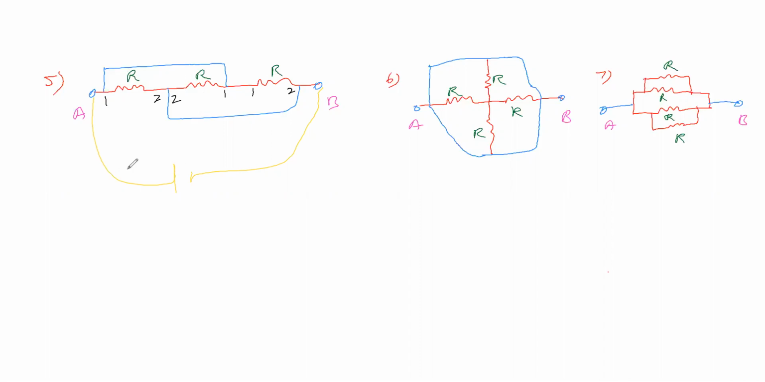The positive terminal of the battery is connected to the first terminal of all the three resistors, and the negative terminal of the battery is connected to the second terminal of all the resistors. Once again see here, the positive terminal is connected to the first terminal of the first resistor, the first terminal of the second resistor, the first terminal of the third resistor, and the negative potential is connected to the second terminal of the third resistor, the second terminal of the second resistor, and the second terminal of the first resistor.